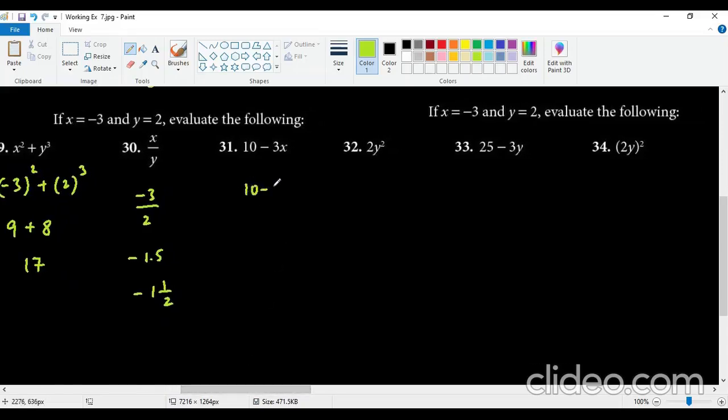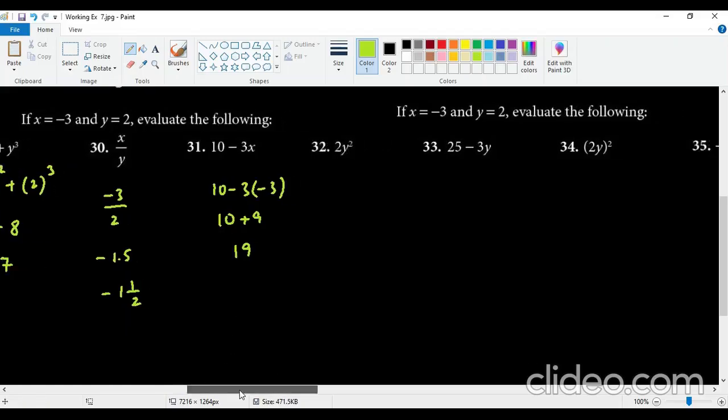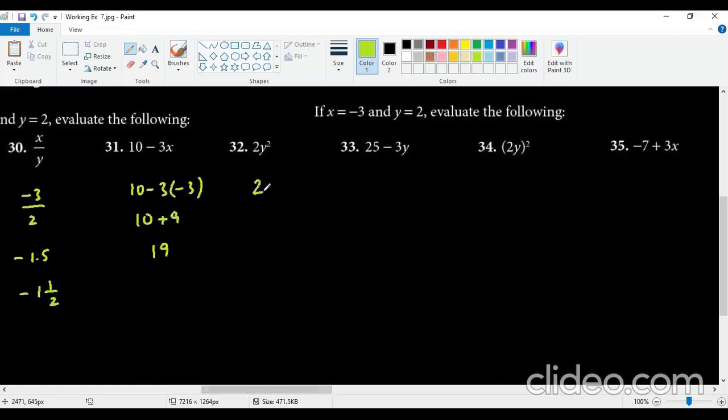In here, 10 minus 3 times the x value, which is negative 3. So 10 minus, it's a positive 9. So 10 plus 9 is going to give you a 19 as an answer. Then comes 2 times the power of x square. That means 2 squared. That means 2 times 4 is going to give you an 8.